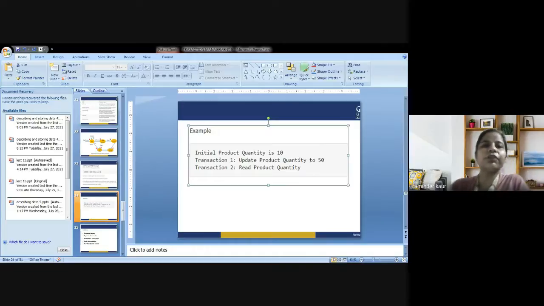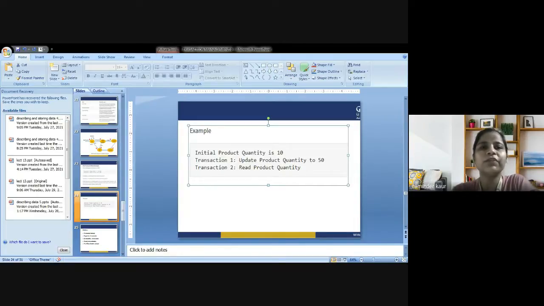If transaction 2 is executed before transaction 1, then outdated information about the product quantity will be read. Hence schedules are required. So parallel execution in a database is inevitable, but parallel execution is permitted when there is an equivalence relation that exists among the simultaneously executing transactions.